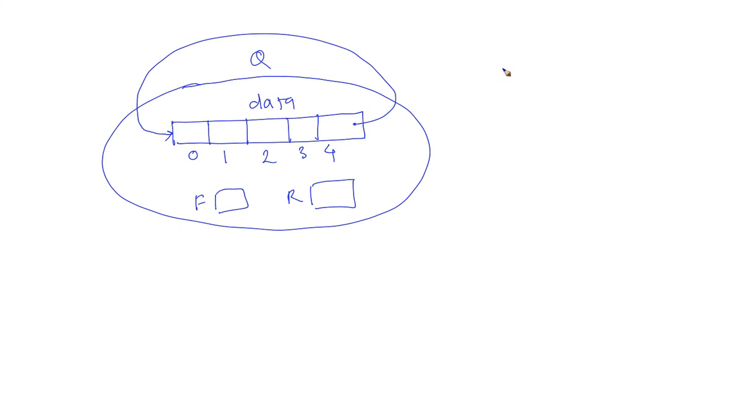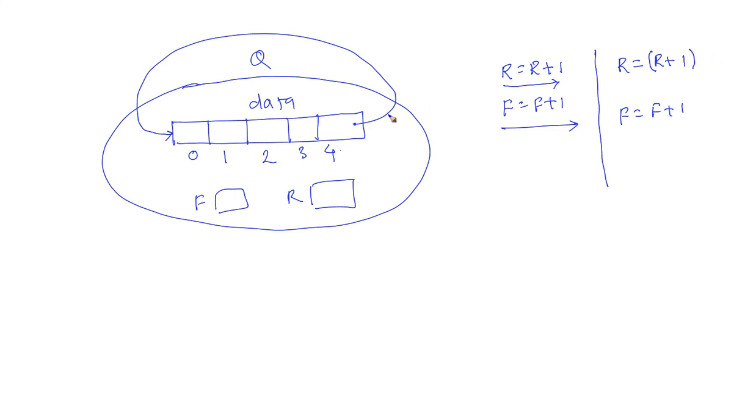In the linear queue, we were saying that R is equal to R plus 1, F is equal to F plus 1, right? So F and R were incrementing linearly. But in case of circular queue, F and R will increment linearly up to the last location, up to 4, same linear movement for F and R. But as soon as F and R reach the last location, and when we want to increment F and R, we will give this circular movement, and that can be given by using this formula.